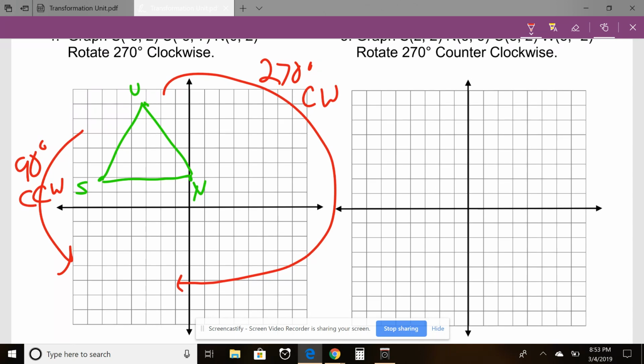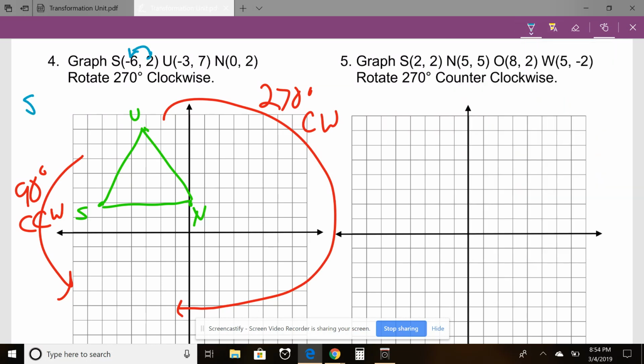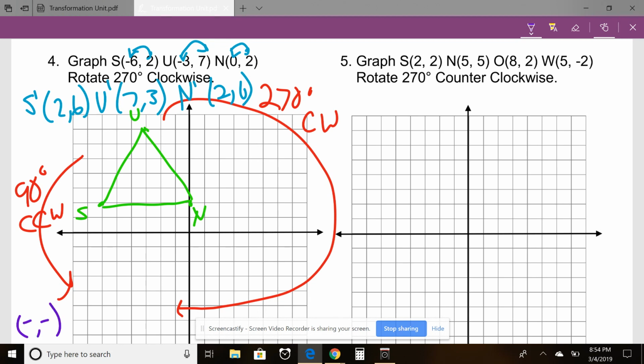Now in the third quadrant, remember I switch my numbers, so I'm going to do that first. S prime is going to be (2, 6). U prime is going to be (7, 3). N prime is going to be (2, 0). Now my sign scheme in the third quadrant is all the numbers are negative. All points in the third quadrant have their X value negative and their Y value negative. So I'm going to make all of these numbers negative, as opposed to before where I just did the fourth quadrant. Oh, there's no such thing as -0, so it's just 0.